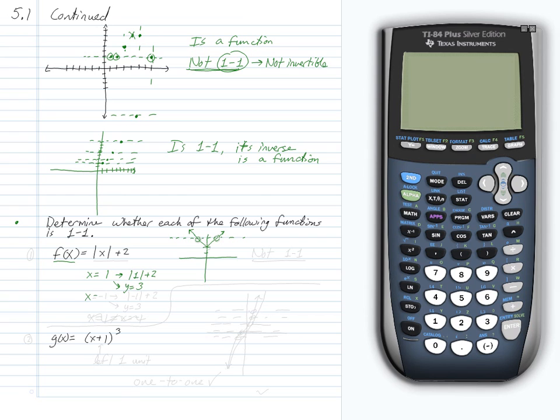Similarly, if we plug in x equals -1, the absolute value of -1 plus 2, that's 1 plus 2, so we get 3 again. So we have different x values giving us the same y values. Alright, so horizontal line test to test if this is one-to-one. Since we hit at more than 1 point, this is not one-to-one.